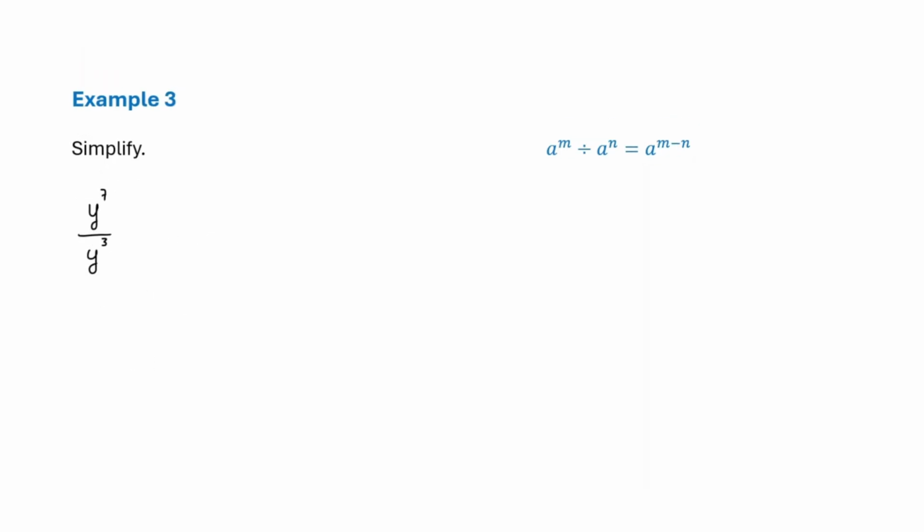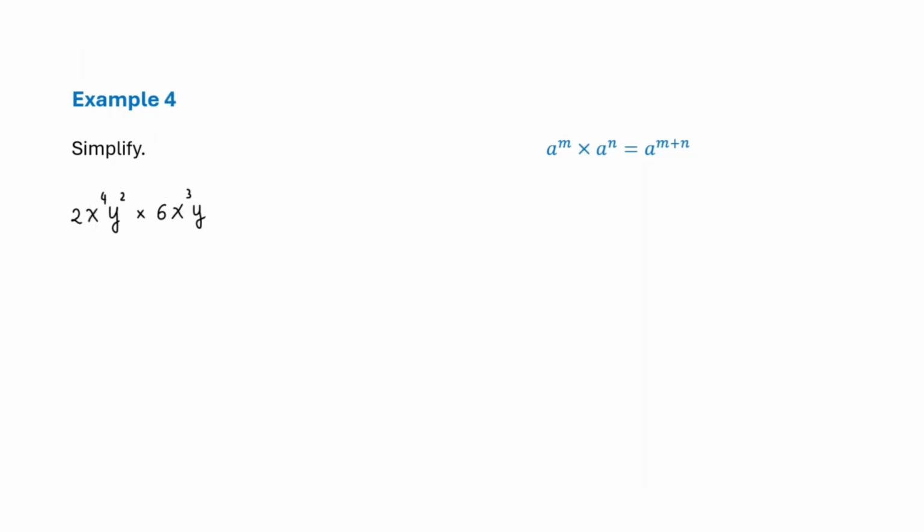Let's move on to the third example. We have y to the power of 7 divided by y cubed. Notice that we're dividing two powers with the same base. That tells us we need to use the quotient rule. We keep the base, which is y, exactly the same and subtract the exponents. 7 minus 3 is 4, so the expression simplifies to y to the power of 4.